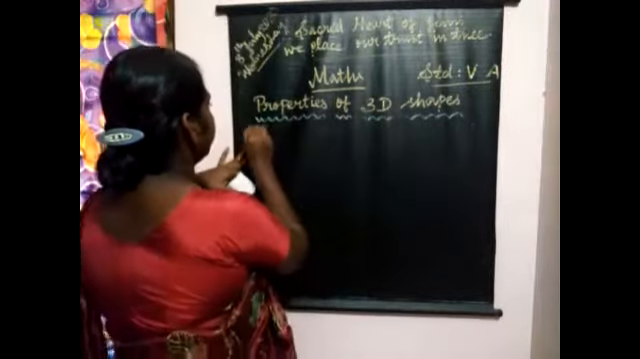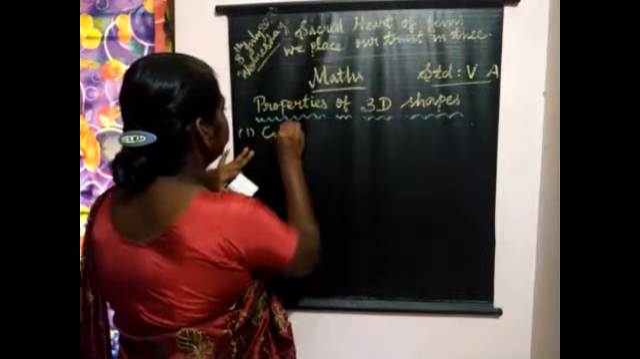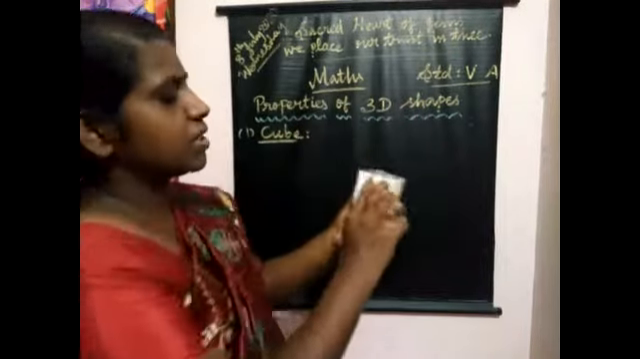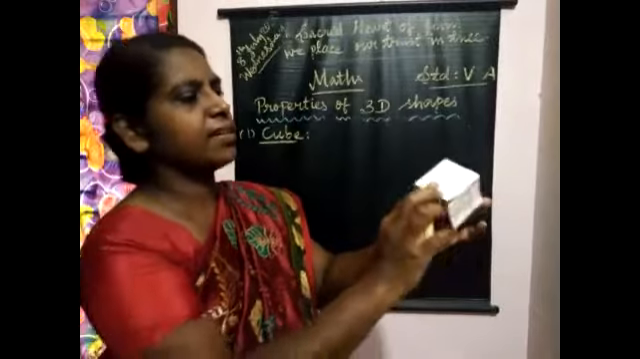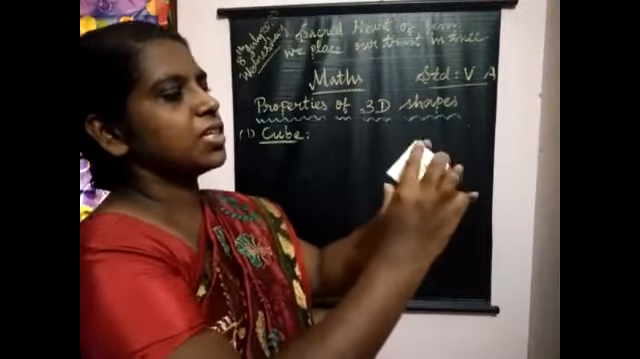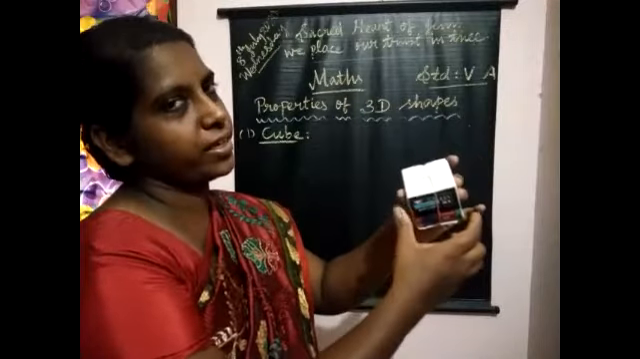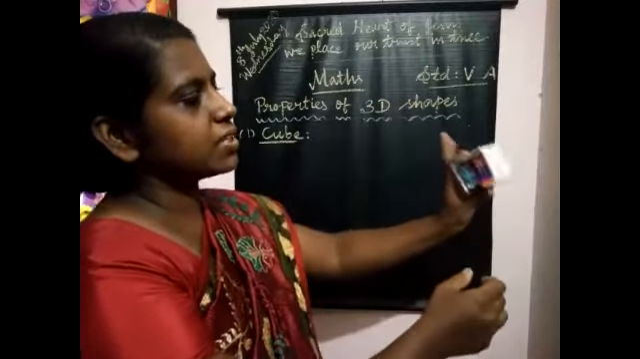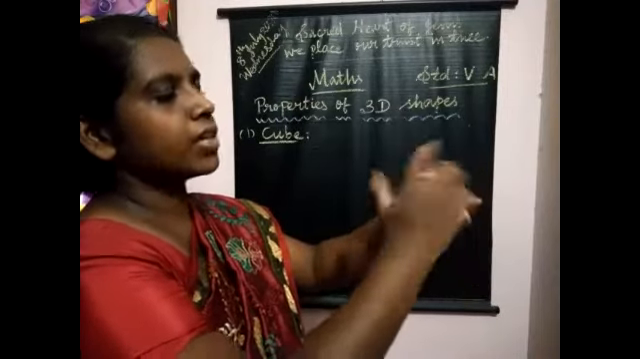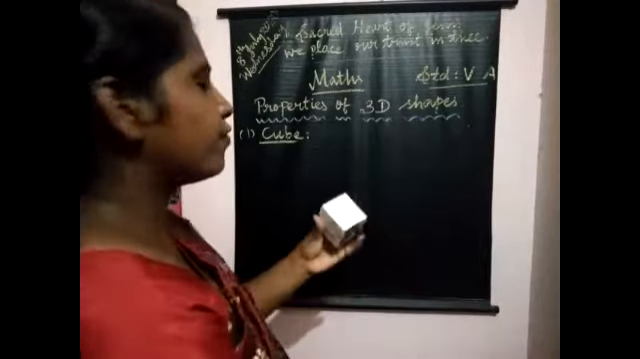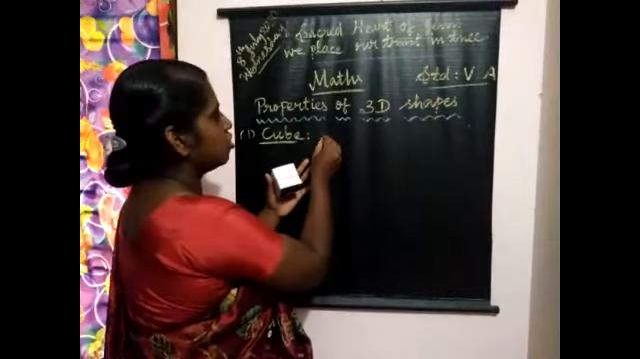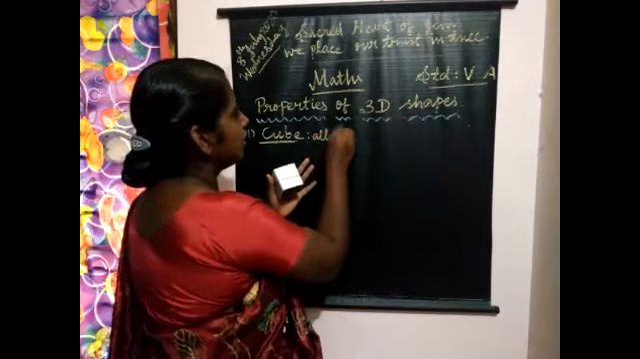So first one is cube. See here. When we see the cube, immediately we can say that all the faces are equal. You see, the side of the cube is called a face, and while seeing a cube, we can say easily that all the faces are equal. So that is the first property of the cube. All the faces are equal.